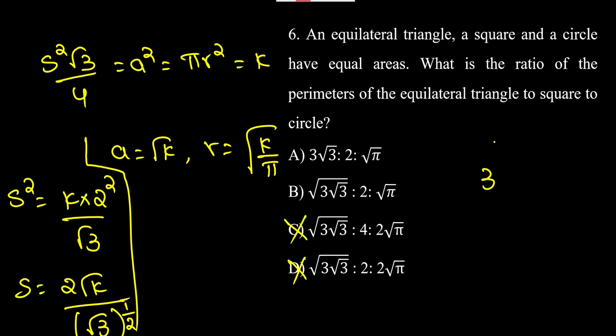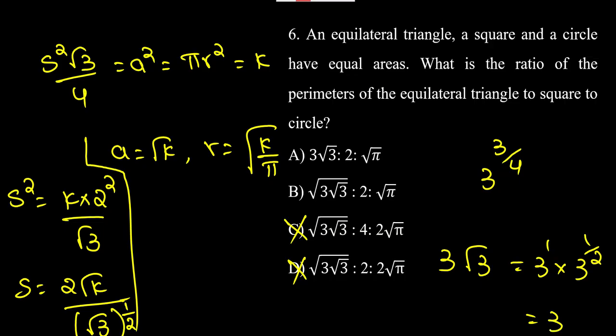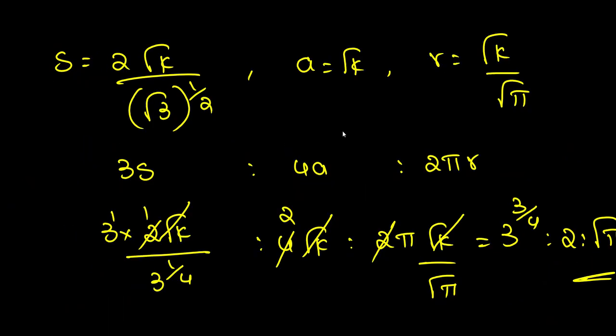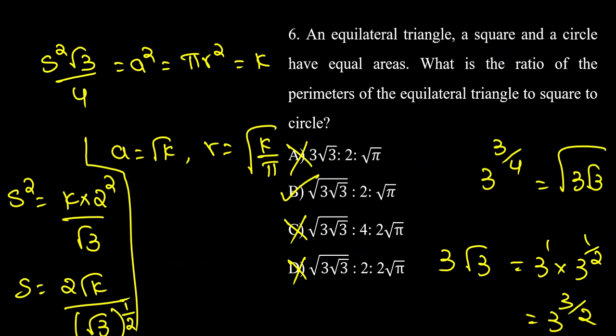Now 3 power 3 by 4 can be written as, what is in the options, 3 root 3 is given. 3 root 3 means 3 power 1 into 3 power 1 by 2, which is 3 power 1 plus 1 by 2, 3 by 2. No, 3 power 3 by 4 means square root of 3 root 3. Square root of 3 root 3 is required. So option B is correct, not option A. 3 power 3 by 4 is nothing but square root of 3 root 3.